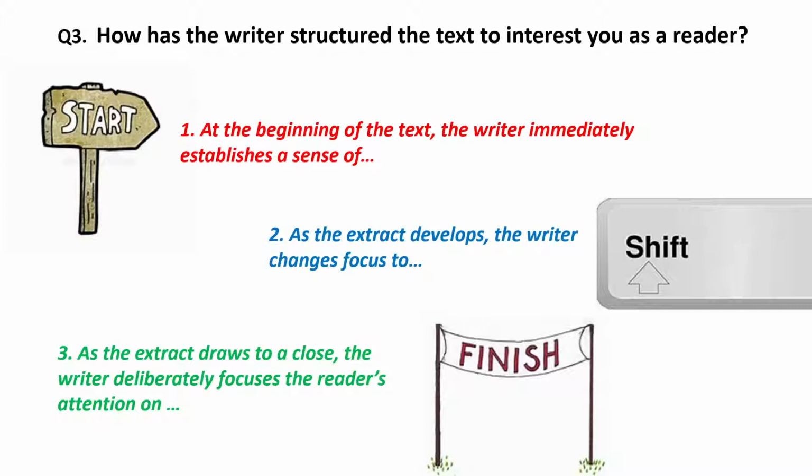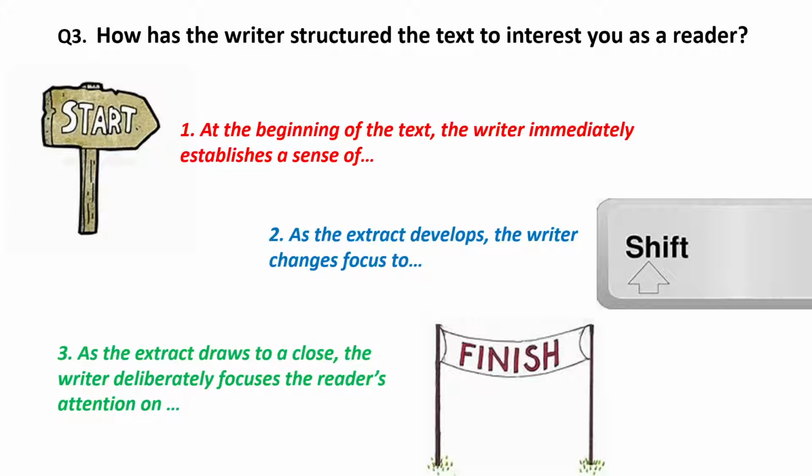How has the writer structured the text to interest you as a reader? Well, the first thing you're going to do is look at the start. At the beginning of the text, the writer immediately establishes a sense of, and then you can finish that sentence with what that atmosphere is like at the beginning of the text. What's the focus? What seems important at the start of our extract?